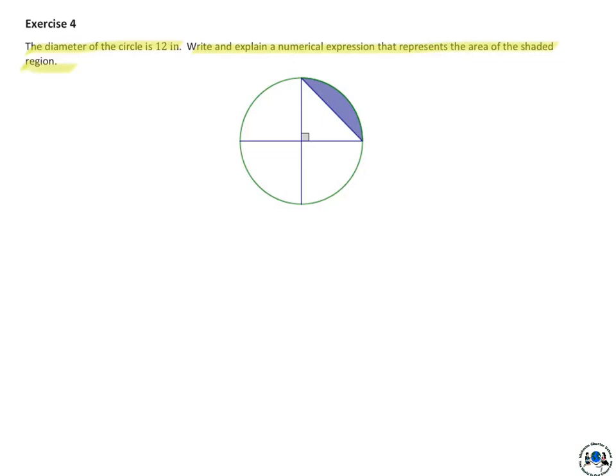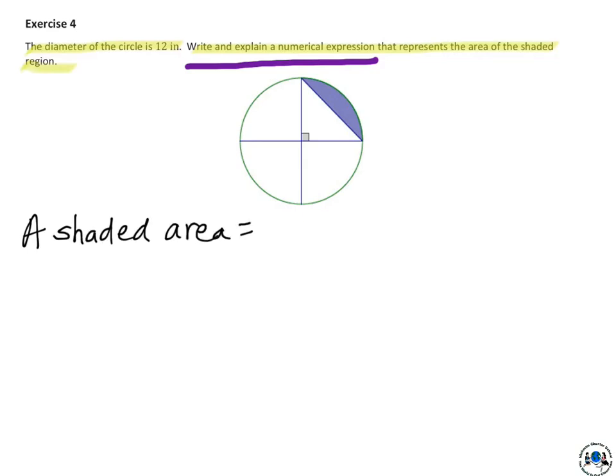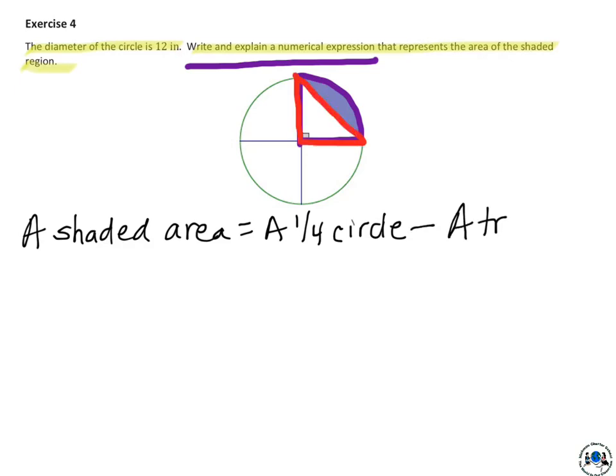Okay, so welcome back. Let's go ahead and go through this here. All right. So again, we're going to write and explain a numerical expression. Okay, so firstly, what we know is the area of the shaded area is going to equal the area of the quarter circle minus the area of the triangle.